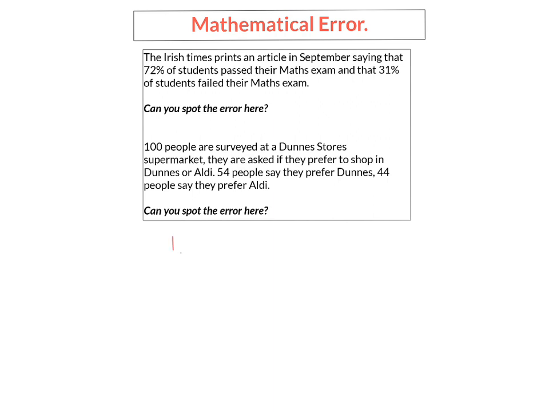If we have a little look at the numbers, we have 72% of the students passed and 31% failed. If this survey was based on all the students who did their Leaving Cert in a certain year, say 60,000 students, they are 100%, and that population should add up to 100%. So if 72% of the population passed and 31% failed, what should I get as my total?